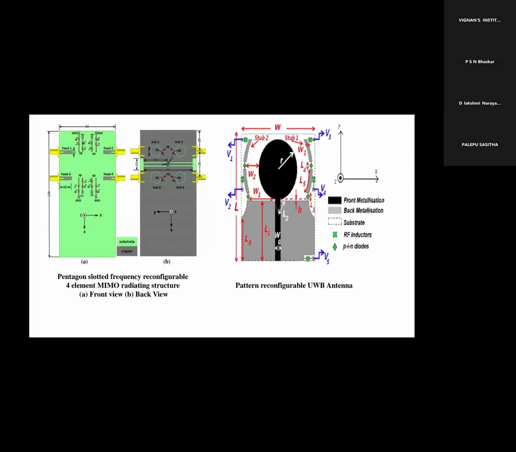So these are some of the radiation pattern reconfiguration antennas. This is a pentagon shape using four antennas, so it is called a quad MIMO antenna. The second structure is a pattern reconfiguration antenna for ultra wideband applications. They can be designed by using four diodes placed in different ways.